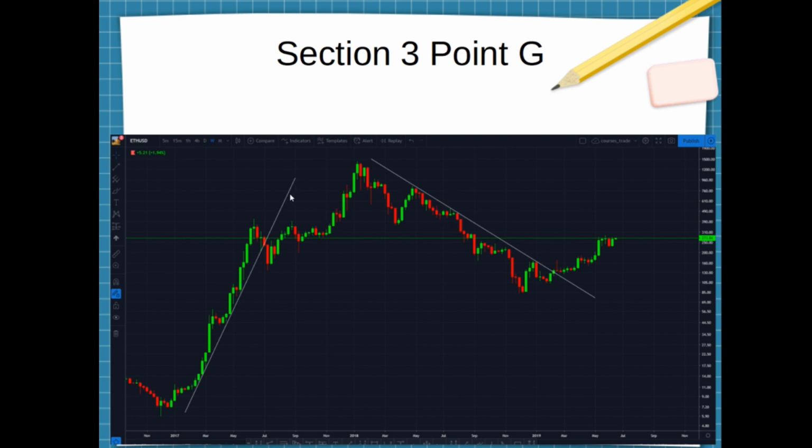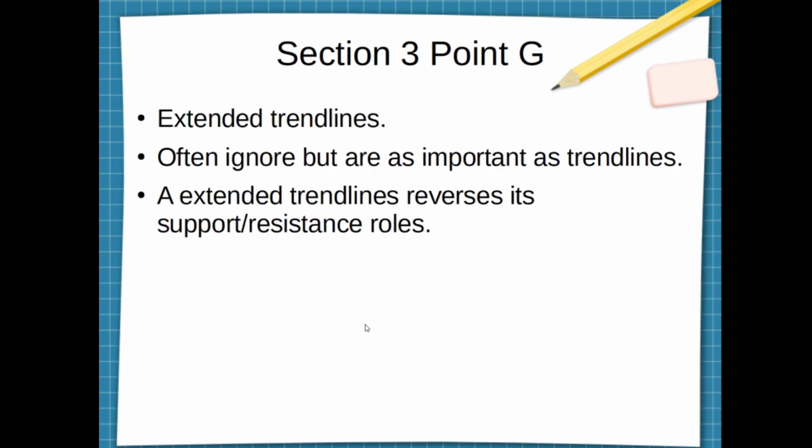When you compare this very sharp movement and this one, you could have bet in favor of a change of the trend. And of course, you're going to use some other indicators, and I'm going to show you how to do that. But using trend lines only could have been pretty profitable right there. Okay, we are talking about a big move in the market. All right, now extended trend line, often ignored but as important as trend lines. An extended trend line reverses its role, support to resistance or resistance to support.